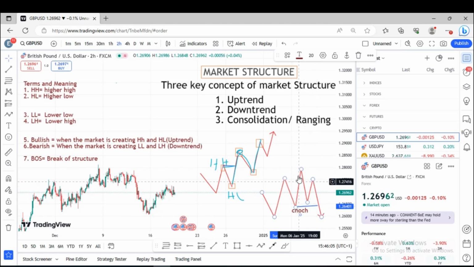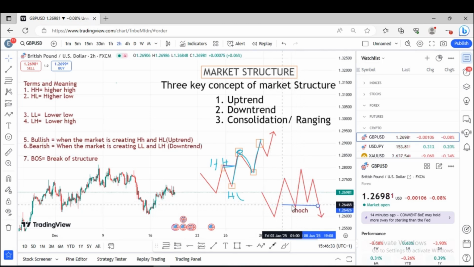Then instead of breaking the higher high, it now breaks this higher low. Now it changes character. When you see something like this, that means the market has shifted from an uptrend to a downtrend movement. So that is what we call the change of character.